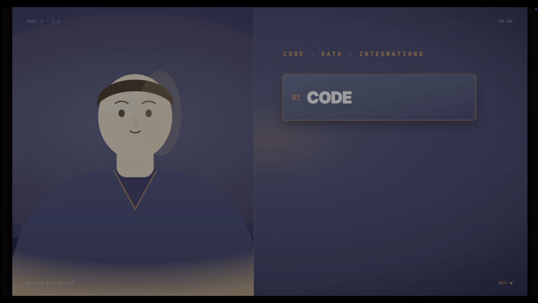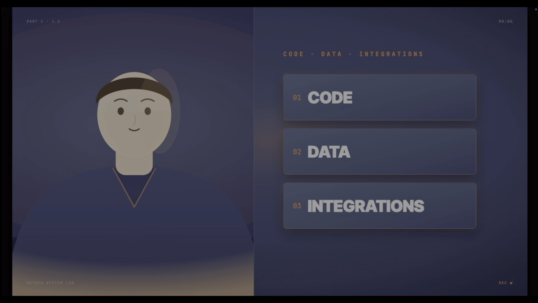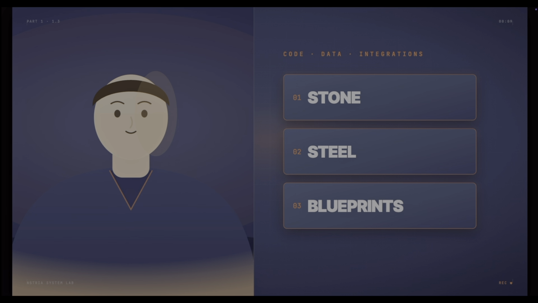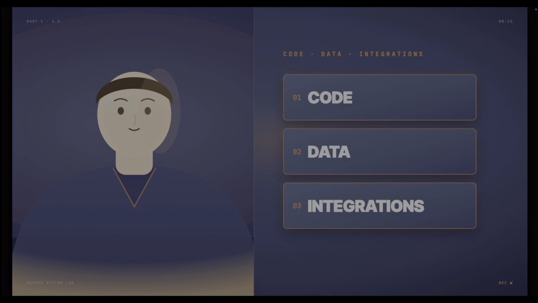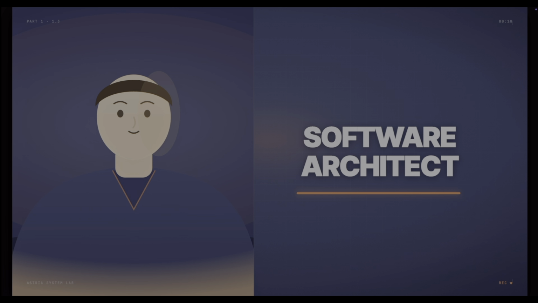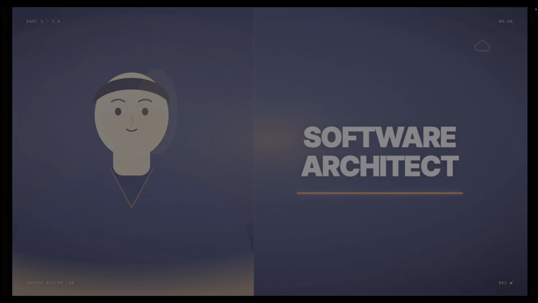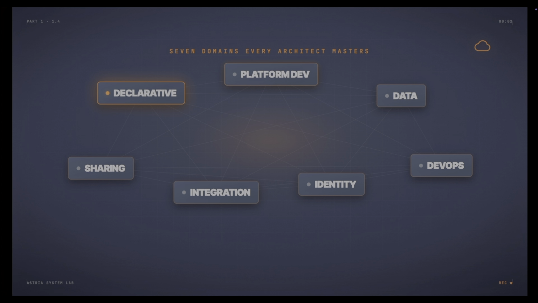Software is no different. We build with code, data, and integrations instead of stone and steel, but the discipline is the same. Before any building can happen, someone has to design the structure. That's the software architect. In Salesforce, that work has a specific shape.